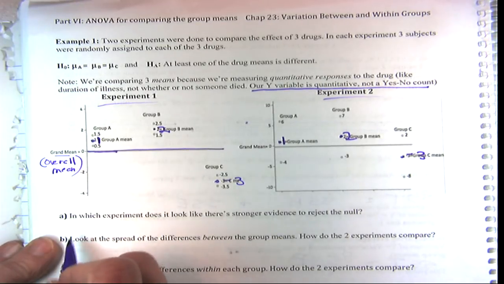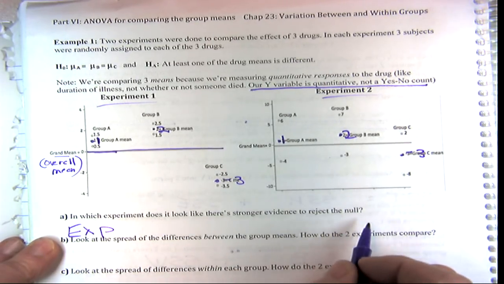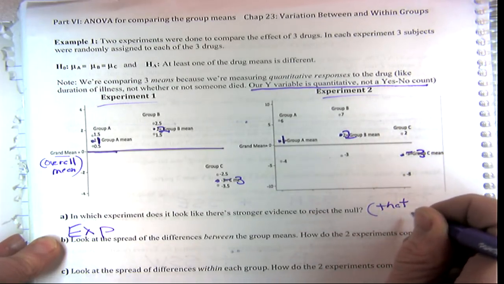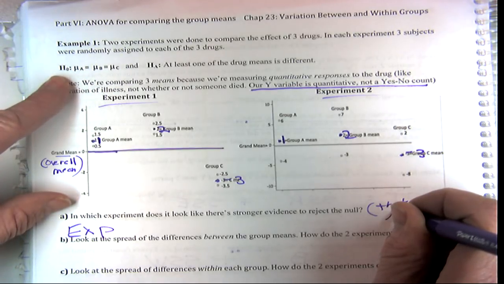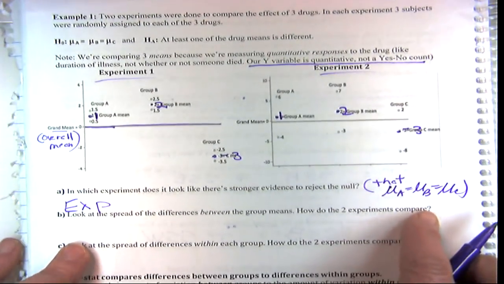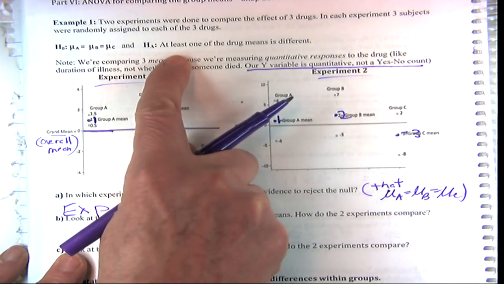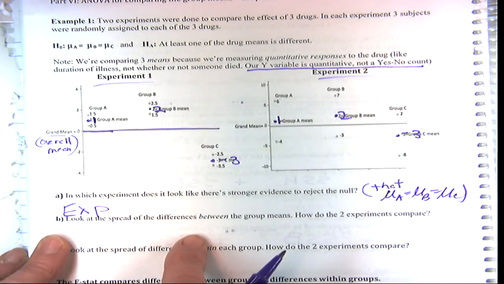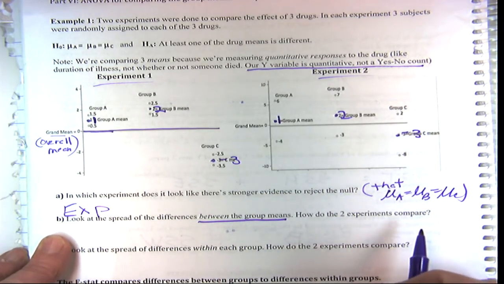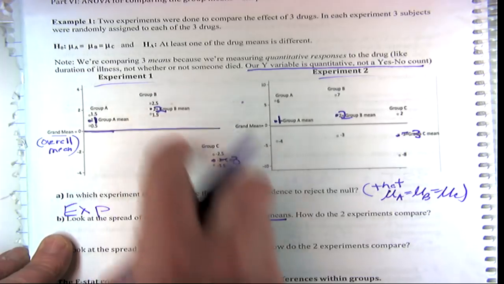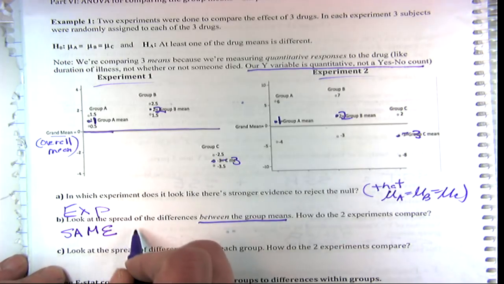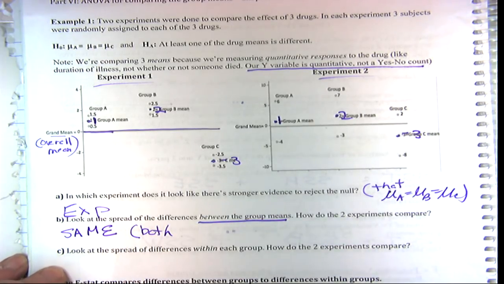Okay, good. So experiment 1 gives you stronger evidence to reject the null. What's the null? It's right up there: that in the population, the mean drug response is the same. And the alternative is that at least one of the drugs is different. So what I want you to do is compare. Look at the spread between the group means. How do the 2 experiments compare? They have the same exact group means. So they are the same. Both experiments have the same group means.